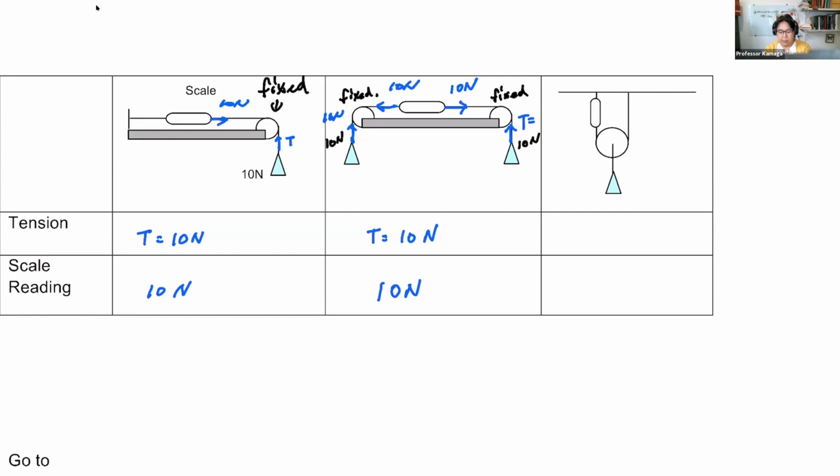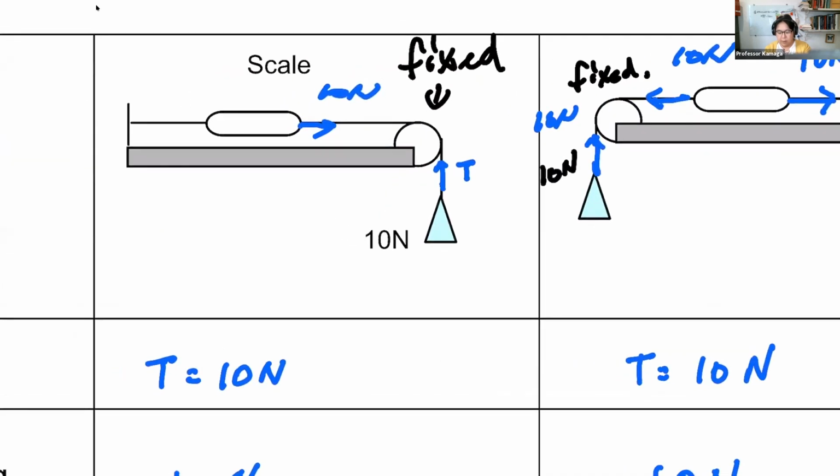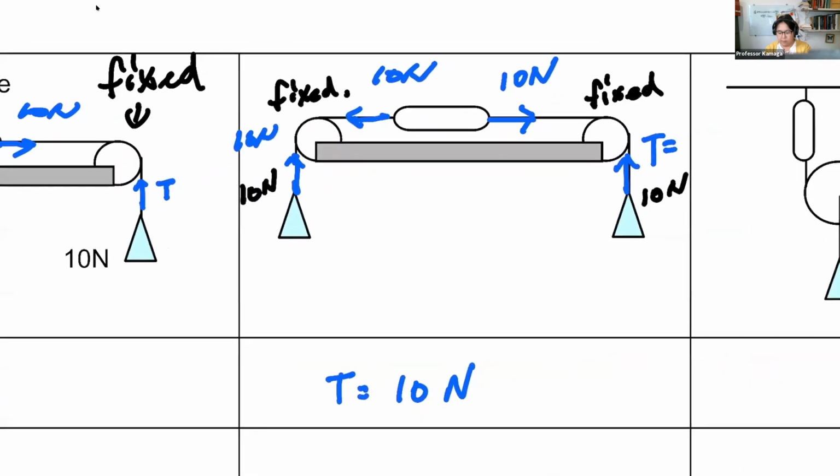Look at the first example here. We have 10 Newton, 10 Newton. But you see the other side? How much is this pulling the wall, the vertical wall? It should be pulling with 10 Newton. So here, it's going to be pulling 10 Newton. So when you look at this diagram here, copy, paste.